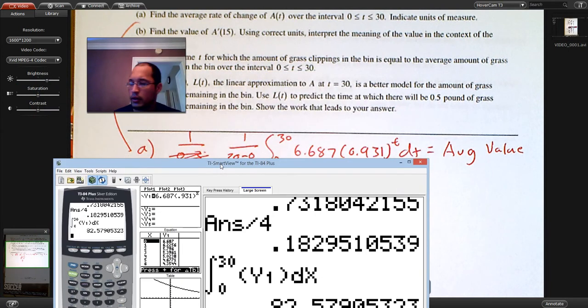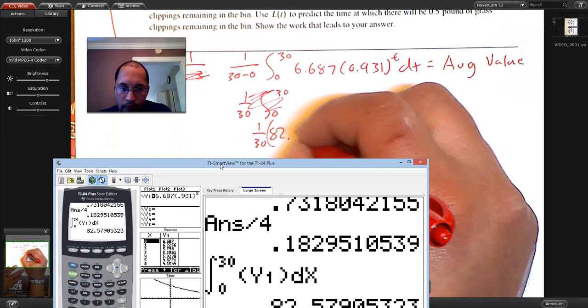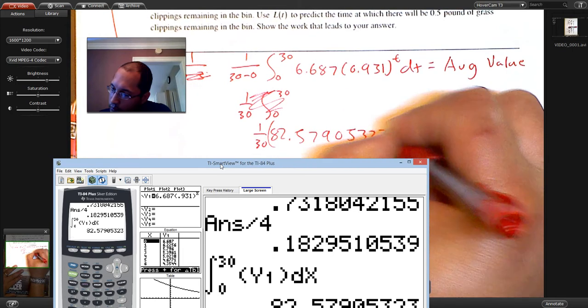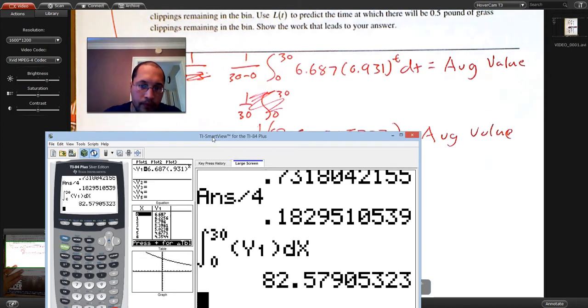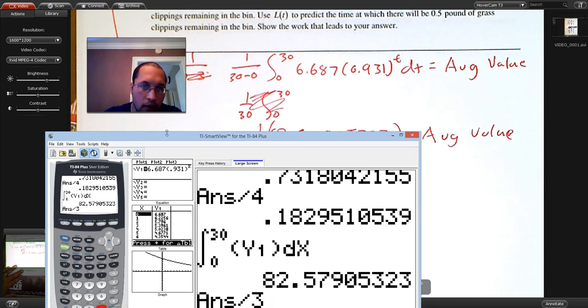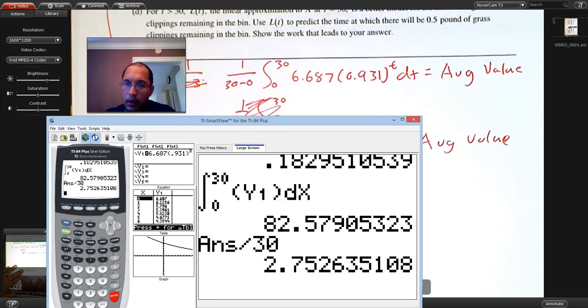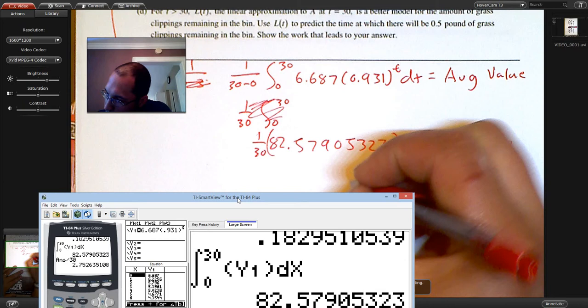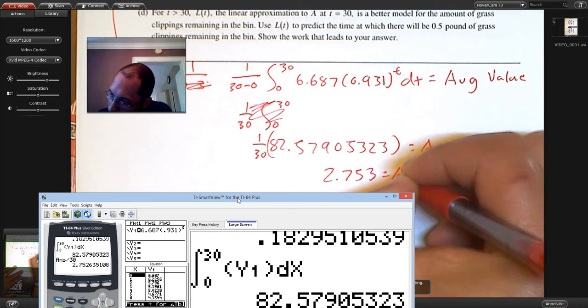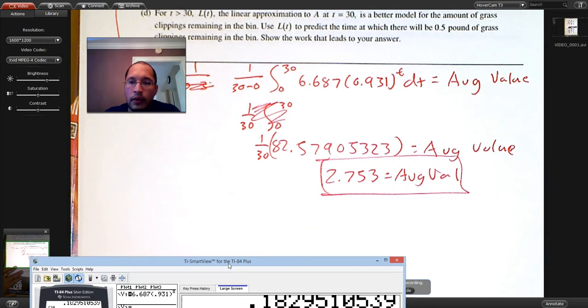80.579, 82, divided by 30. Oh man, I hate that. Alright, so 2.753. Okay, so there you go. Cool. So that's the average value. And now you got to explain it.